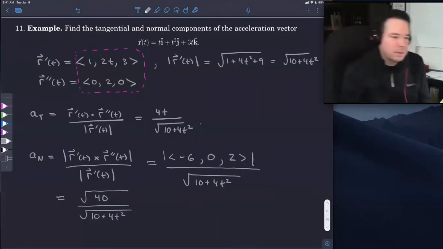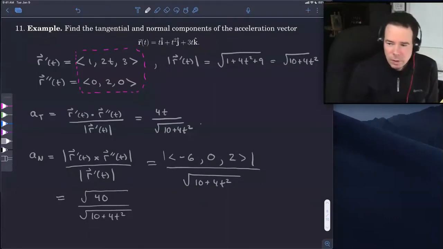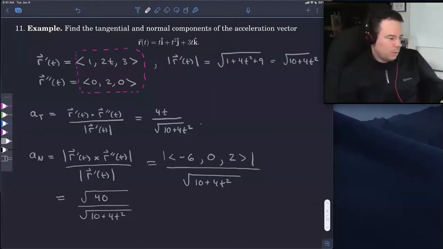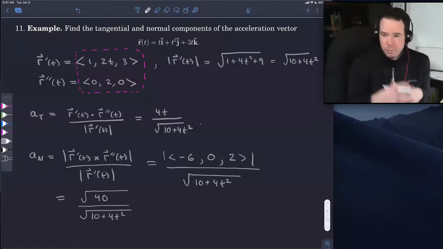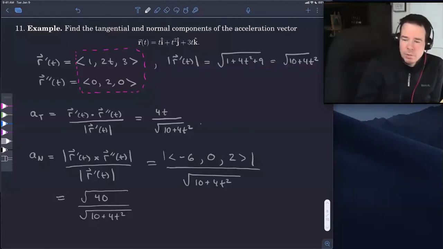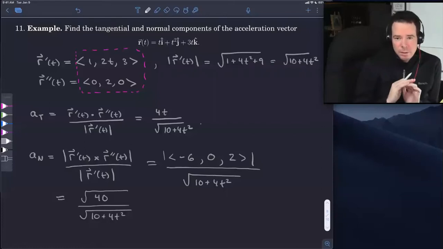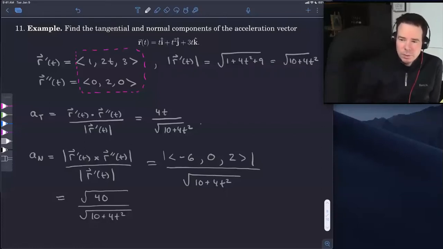All right, so that's it for this section on velocity and acceleration for these space curves. Now, as we've essentially wrapped up the chapter 13 material, we popped back and forth from 13 to 14 and then back to 13. So we've now done all of the vector valued function stuff that we want to do in the course.